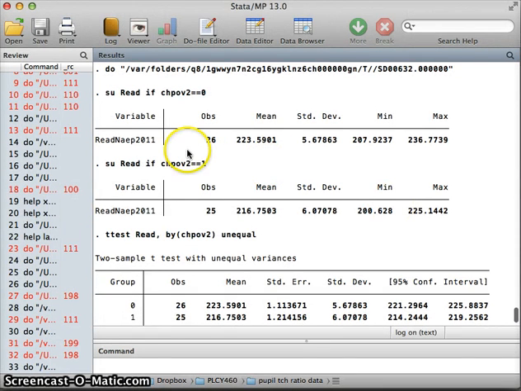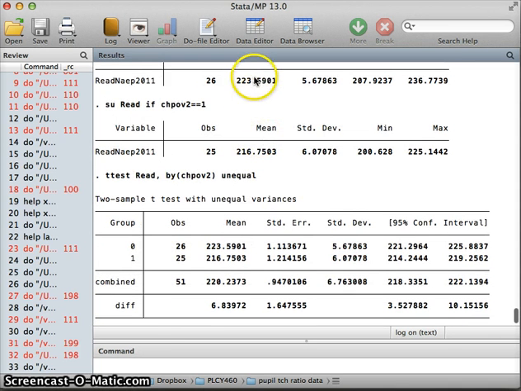Okay, so we see that in states with low child poverty rates, so child poverty equals 0, test scores are higher than in states where child poverty rates are high. Remember, this is coded high if 1 and low if 0. And read is a continuous variable, so we're getting the mean of that continuous variable in each level of this binary variable. Now we want to test the mean difference between these two groups.